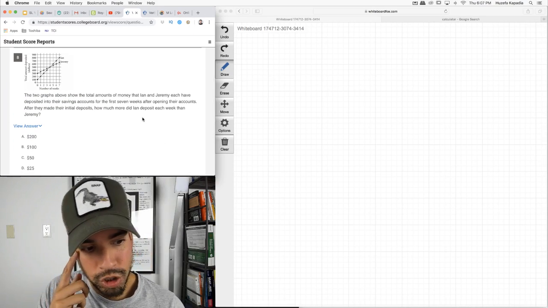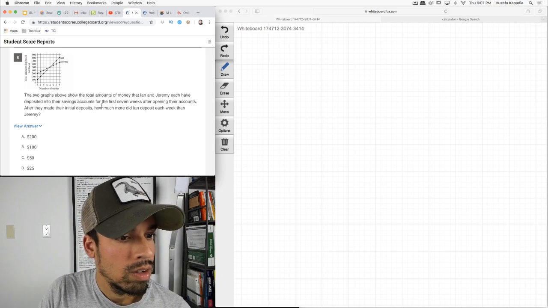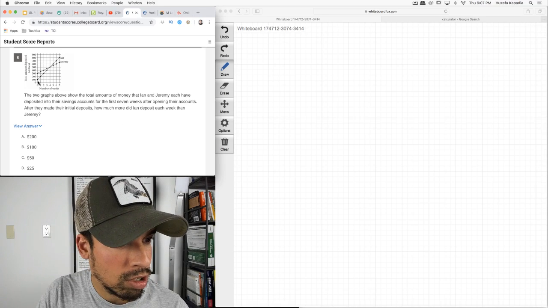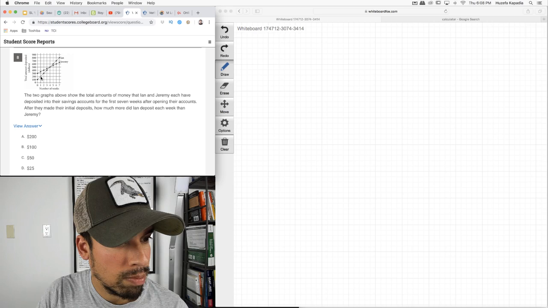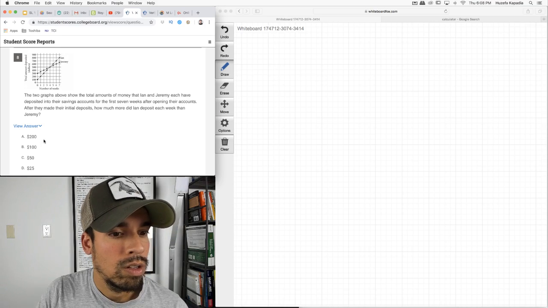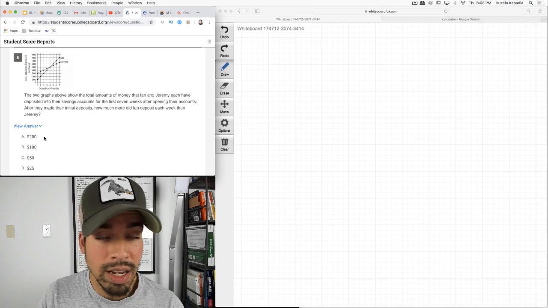The two graphs above show total amounts of money that Ian and Jeremy have deposited. After they made their initial deposits, how much more did Ian deposit each week than Jeremy? So let's see. Ian is this graph, right? Ian goes up, looks like 100 each week: 100, 200, 300, etc. Jeremy looks like he only does 50, right? In week 0, 300, week 1, 350, week 2, 400. But the question is, how much more? Not how much did Ian deposit, which is 100, how much more?